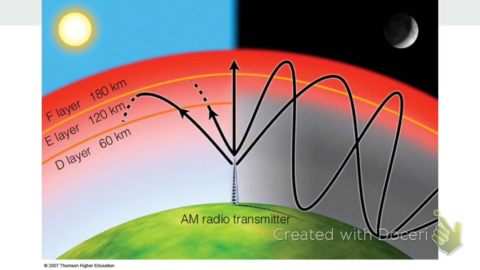So here's a picture of some radio waves. And as you can see, what's happening here is the radio waves will bounce around the atmosphere. AM, for example, you will see can bounce around the atmosphere at different layers and reach different radio transmitters.